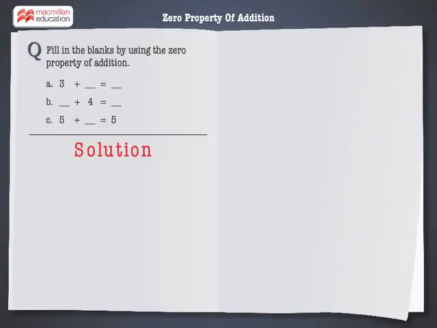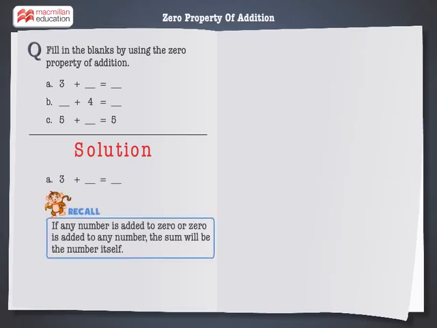Let's solve the first problem. 3 plus dash is equal to dash. Let us recall that if any number is added to 0, or 0 is added to any number, the sum will be the number itself. Hence, by the zero property of addition, 3 plus 0 is equal to 3.